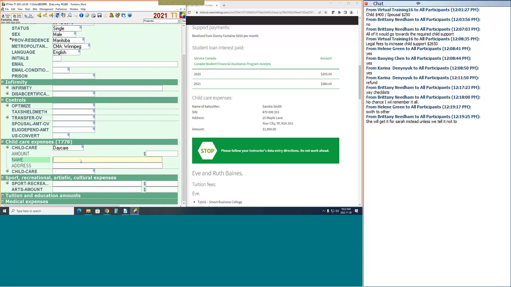Winnipeg or your city name in, just so you're practicing putting an address in. I'm not going to make you make up an address, but make sure you always put something on the address line. Okay? In real life, you need an actual address.